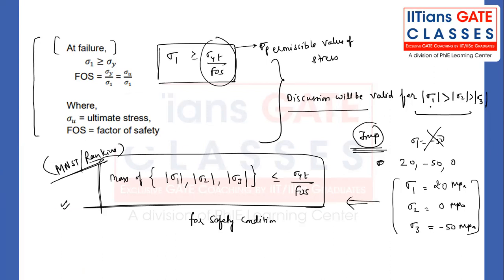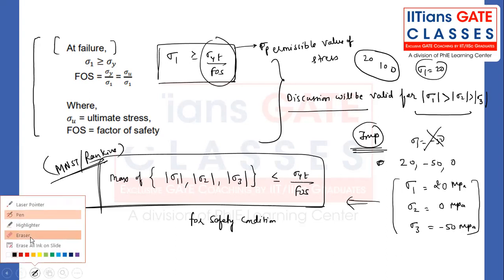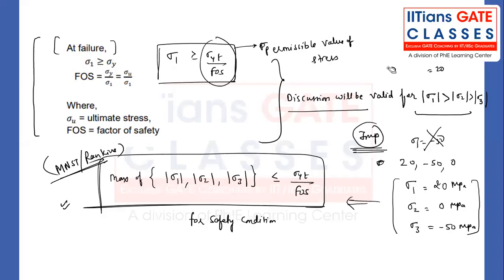That's the complete statement. This above discussion will be valid. I told you, right? For sigma 1, sigma 2, sigma 3, if the mod values are like this, 20, 10, and 0, then you can say sigma 1 will be 20, and accordingly you have to design according to Rankine's theory. But if the values are not like that, you have to modify your statement. That's a complete statement, I must say. Keep that in your mind.